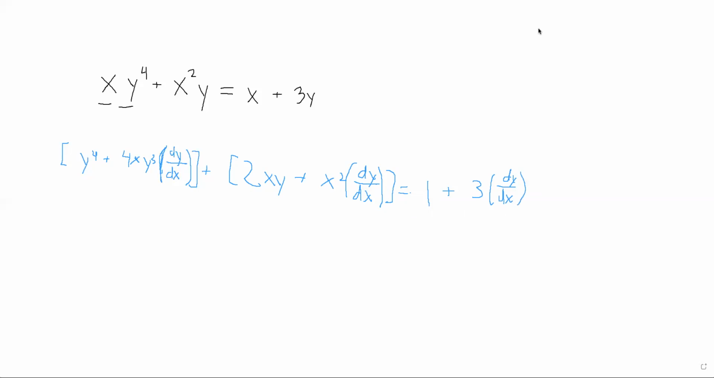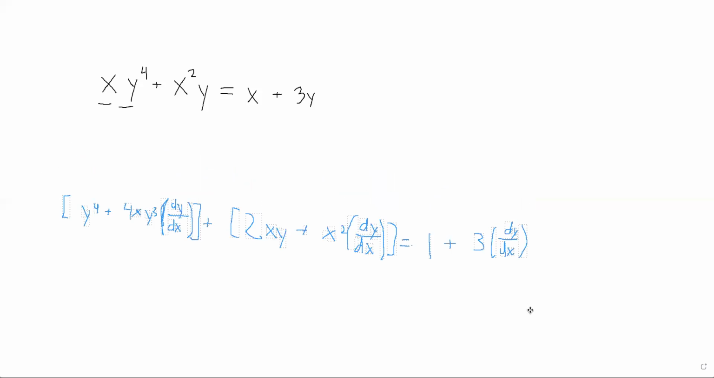Perfect. Looks good. That's all we need to do is solve for dy/dx. Oh, okay, yeah. That's what I was about to do. Okay. Here, while you're doing that, I'm going to write another problem up there I'd like for you to try.